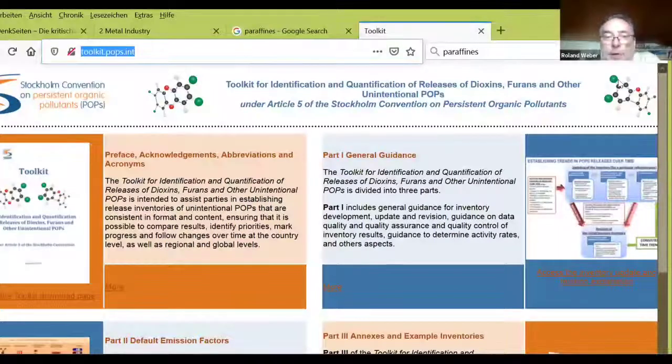And finally, in your UNEP, you should have two of these tables. One is the new table from the new inventory, and the other is the baseline inventory with the updated emission factors from 2013. And then you can very nicely compare the two inventories.